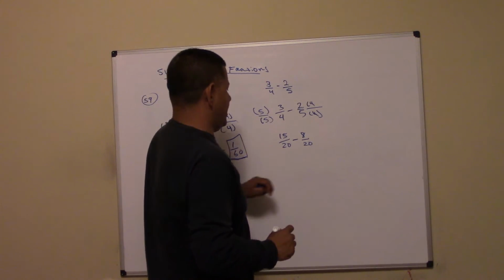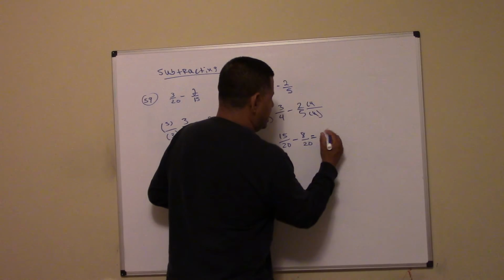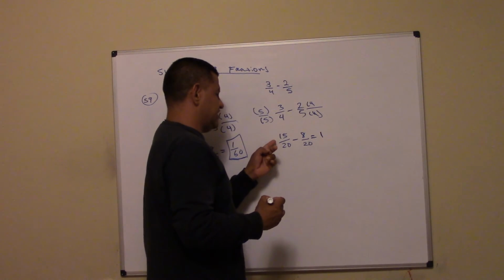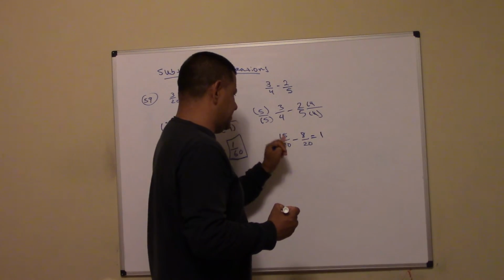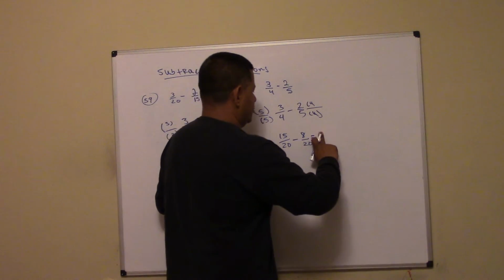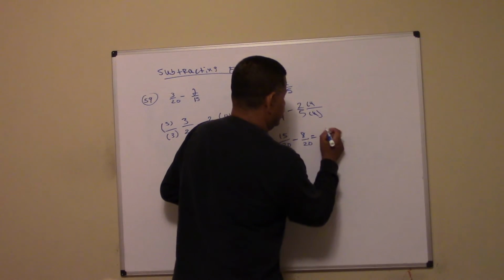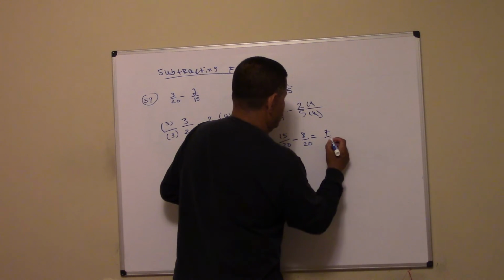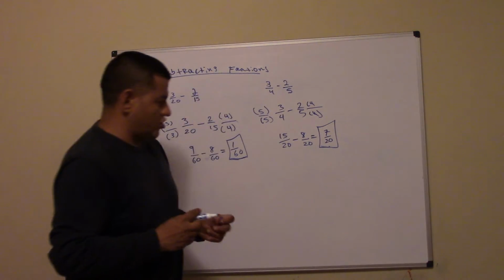So now 15 minus 8, because remember we're doing exactly the same thing. We're subtracting only the numerators, which is going to be 7 over 20, okay? And it's already in the lowest terms, right?